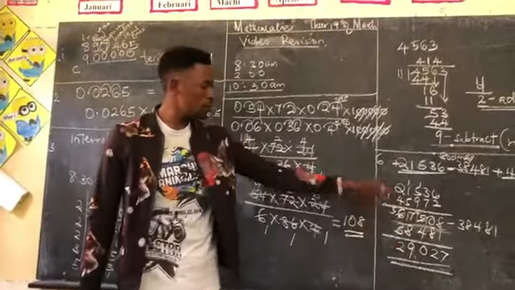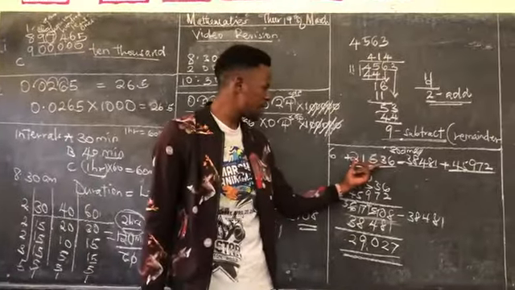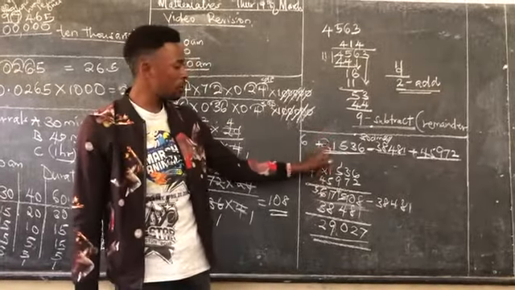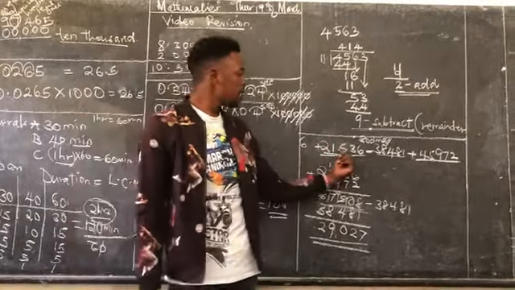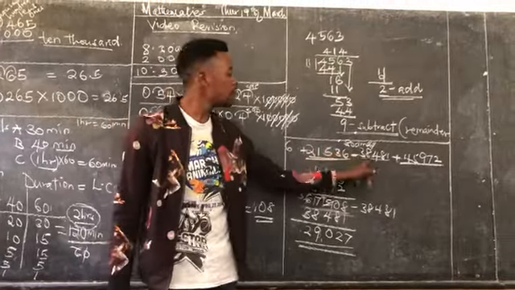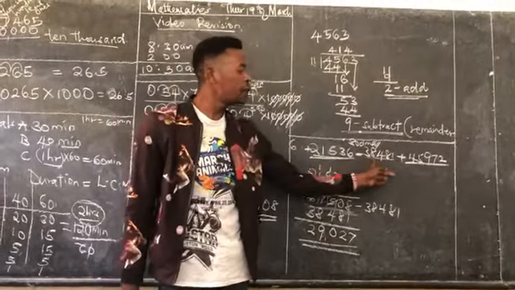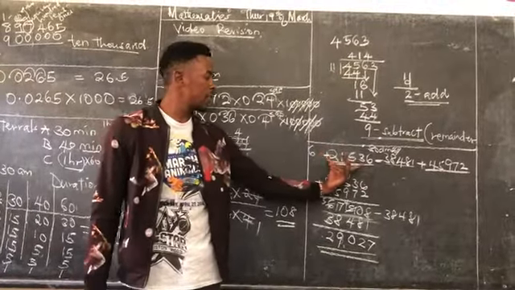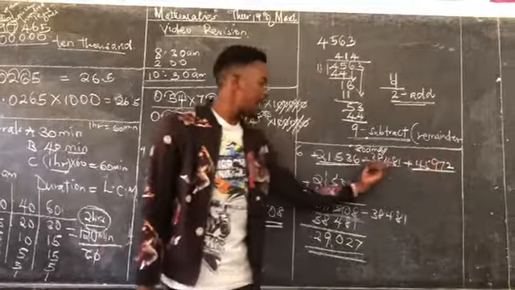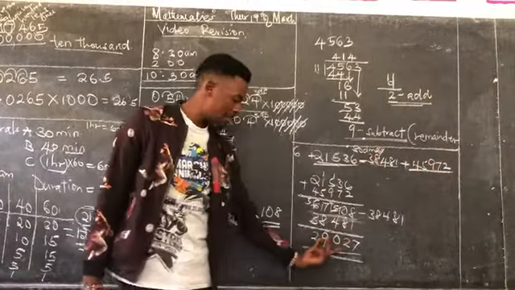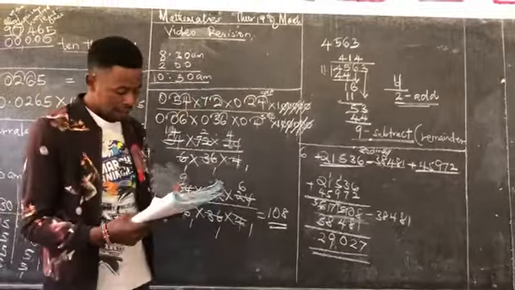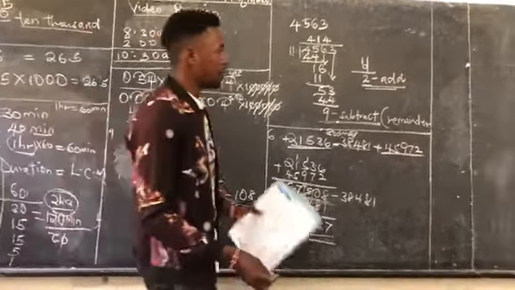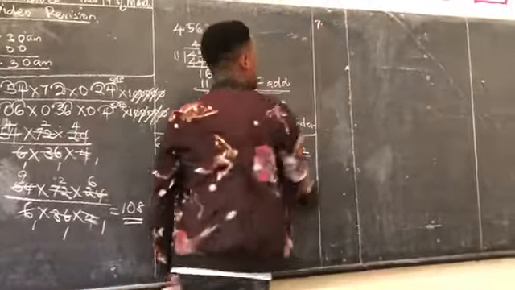29,072. Now, some of us got a different answer. But in such a case, 21,536 cannot subtract 38,481. So you are supposed to first get the sum of the positive numbers and then subtract the negative number. And that gives you 29,072. Let's go to number 7. I intend not to waste a lot of your time.